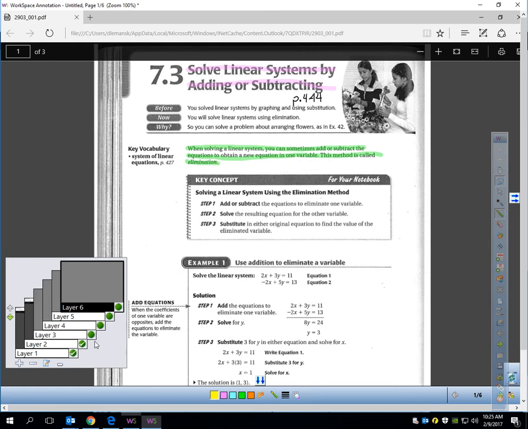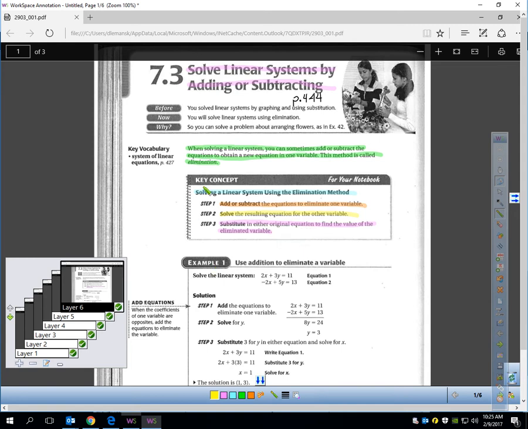Now there's 3 steps to elimination. The first step is to add or subtract the equations to eliminate one variable. The second step is to solve that resulting equation for the variable. Then, in step 3, substitute your answer to step 2 in either original equation to find the value of the eliminated variable.